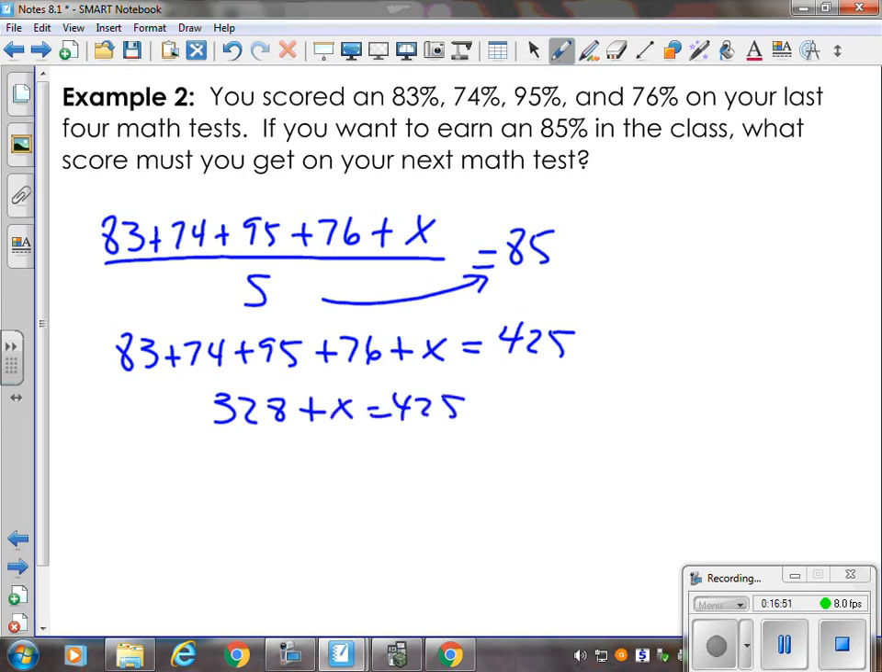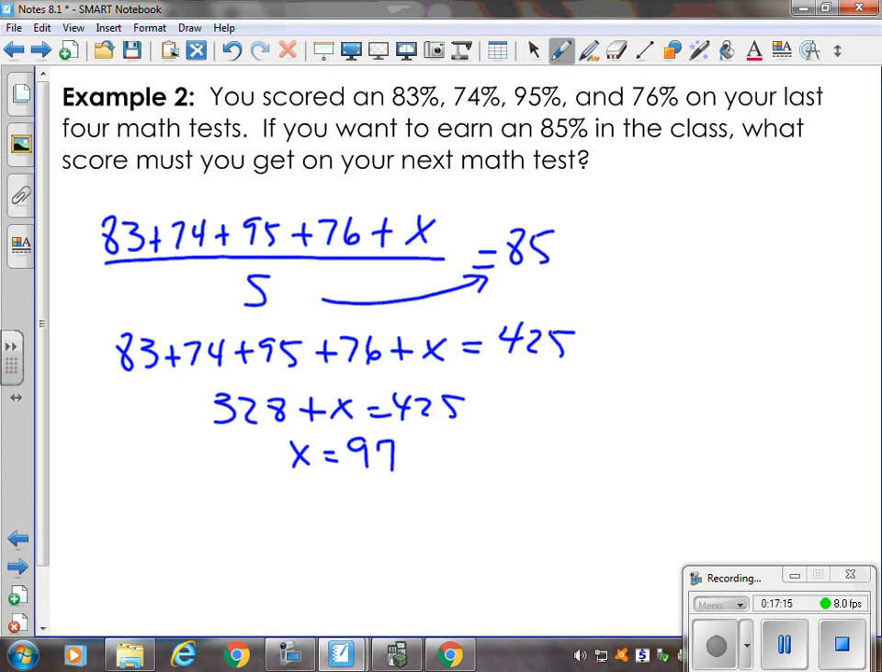So now we're to the point where we can subtract to figure out, well, what do I need for that last one to make it go up to 425? A 90 what? Okay, is that possible? Yeah, it's not over 100. Is it likely on Miss Johnson's test? Well, I don't know. But at least it's possible.